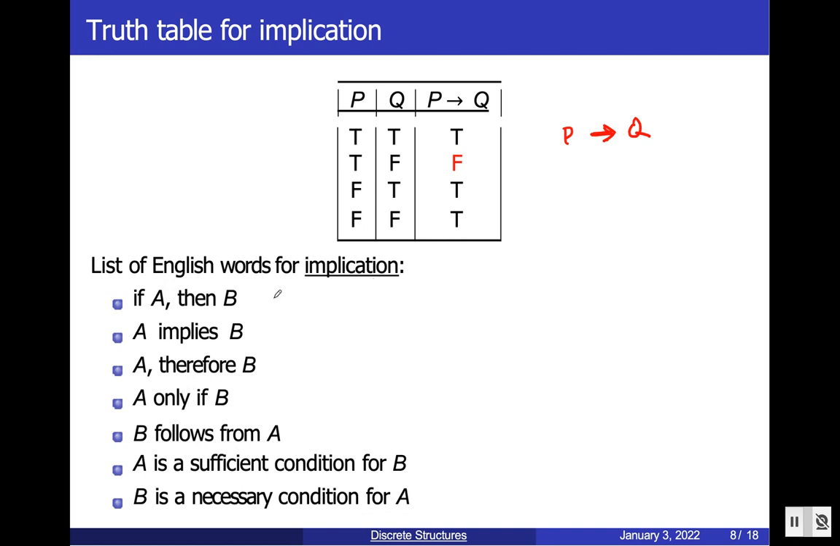if P then Q. So it will be read as if P then Q, or it can also be read as if P implies Q. So P true, therefore Q will be true, or P only if Q. Or we can also say Q follows from P. There are a couple of other ways we can say that, but for now let's see a couple of examples.